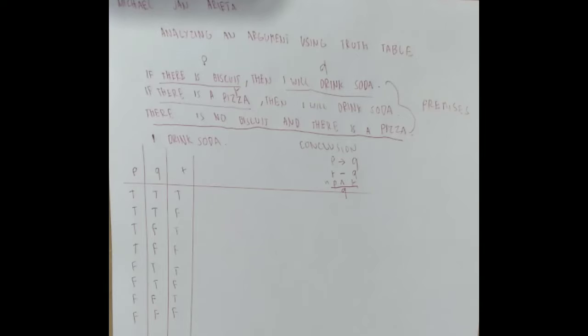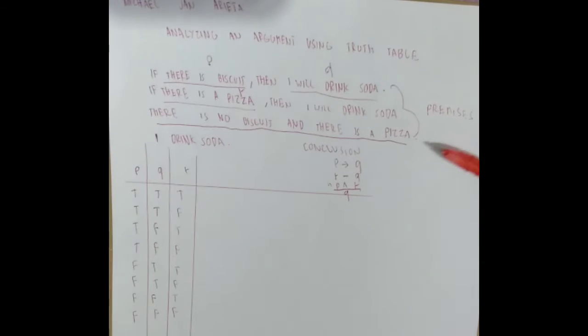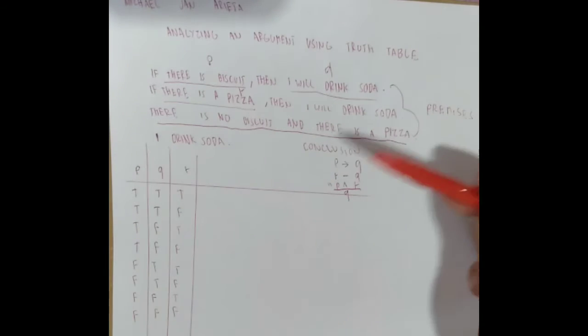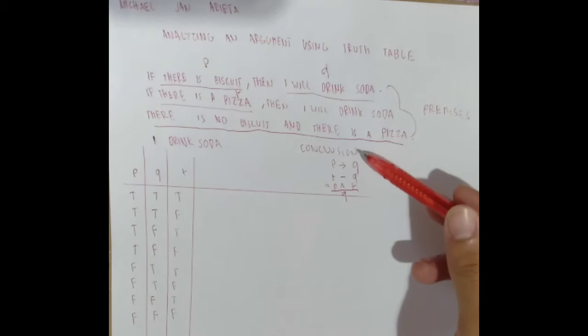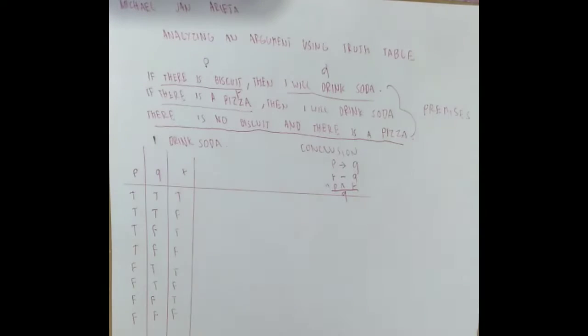So here are my arguments. If there is biscuit, then I will drink soda. If there is pizza, then I will drink soda. There is no biscuit and there is a pizza. Therefore, I drink soda. So those are my premises, and this is my conclusion: I drink soda. And it will be valid if I have a tautology in the last column.